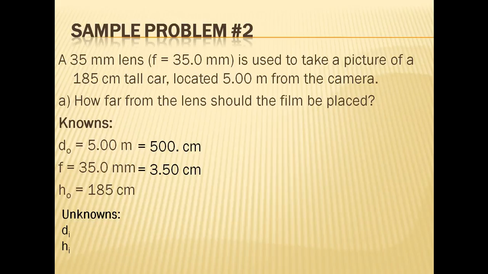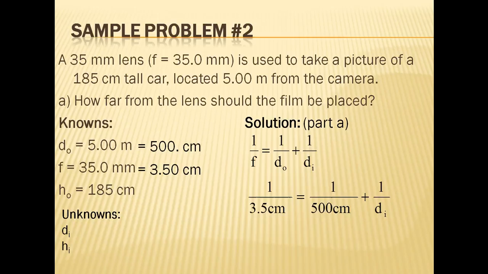So for part A, how far from the lens should the film be placed? We're actually looking for di, because we want to know where the image is going to be formed on the film. So again, we use our same happy equation, put our beautiful numbers in with the same units, and we get di. Notice it's a nice happy number, not a times 10 to the negative 7th or 9th type of value. So there's our distance to the image.